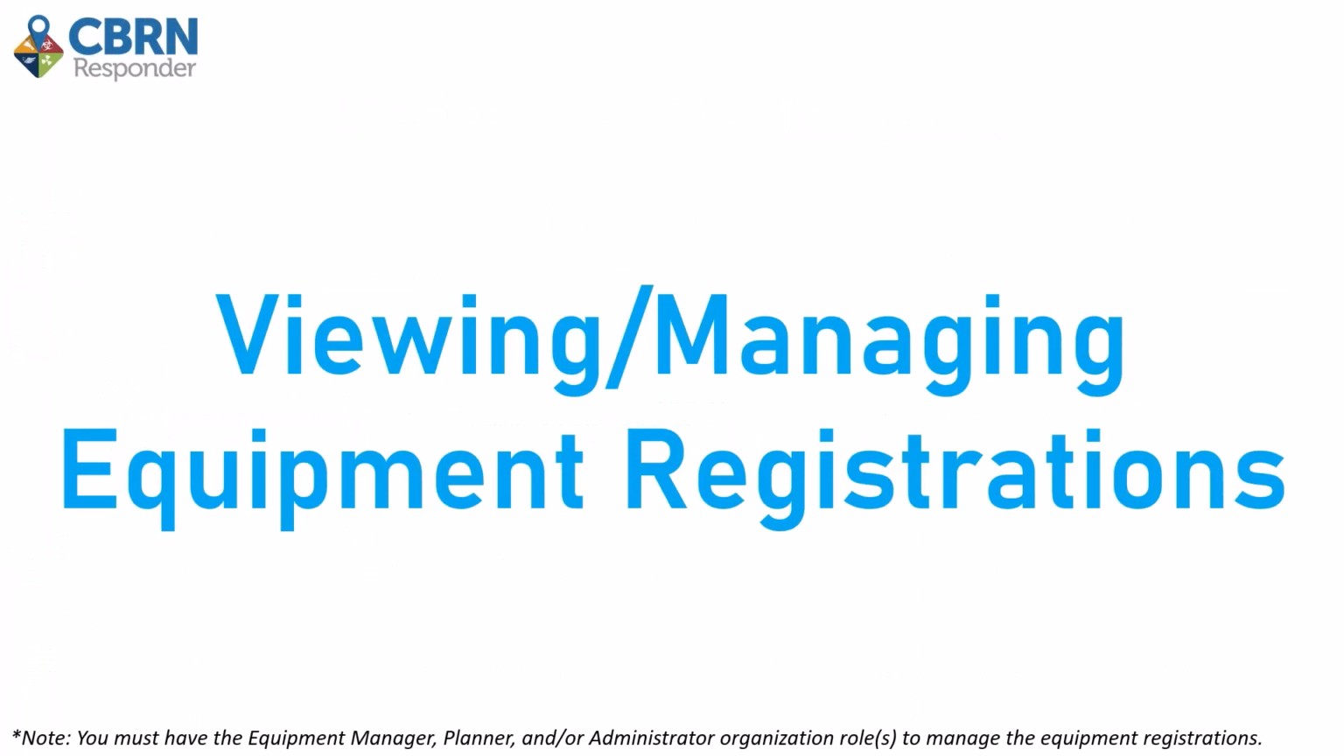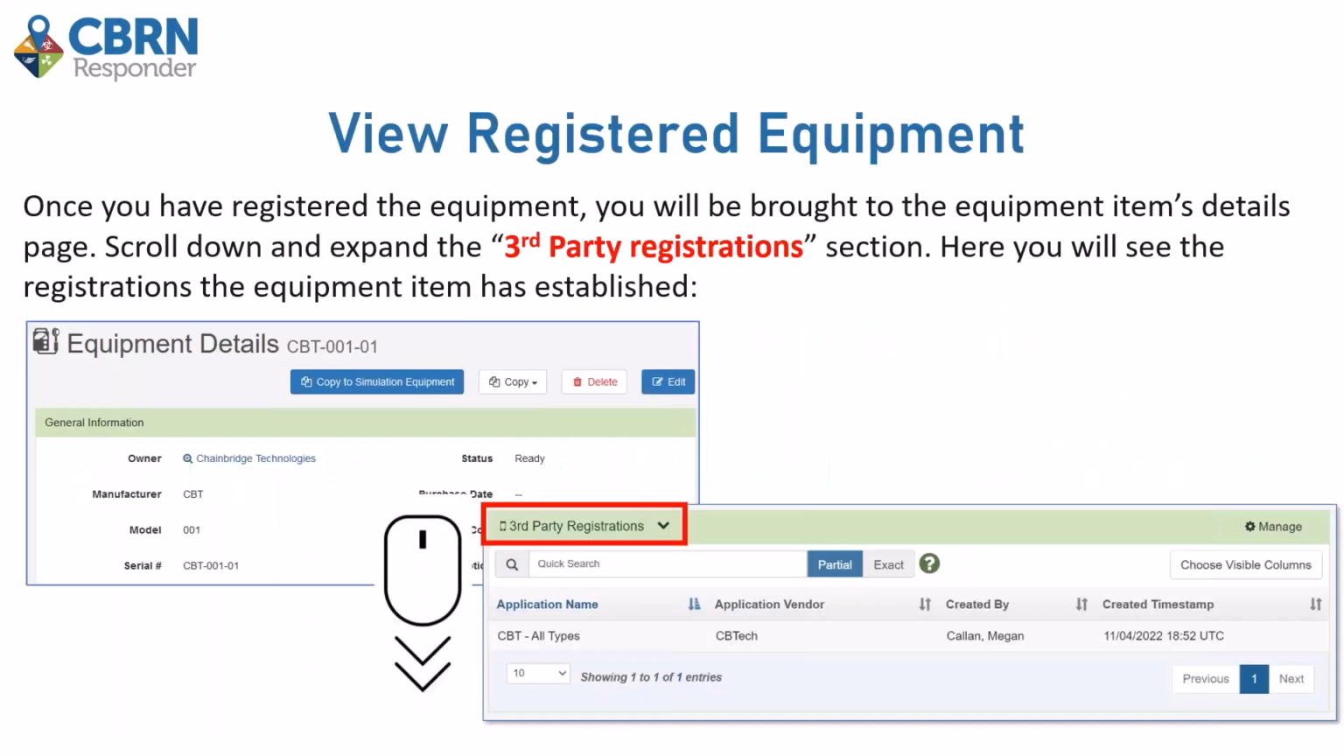So next, I'll show where you can actually view these equipment registrations and if you need to manage them at any point. Again, you must have the equipment manager, planner, or administrator role to manage these equipment registrations. Once you have registered the equipment, it's going to bring you directly to the actual equipment item's details page. You'll scroll down to a third-party registration section. If you open that, that's where you'll see all of the different applications it's been registered with.